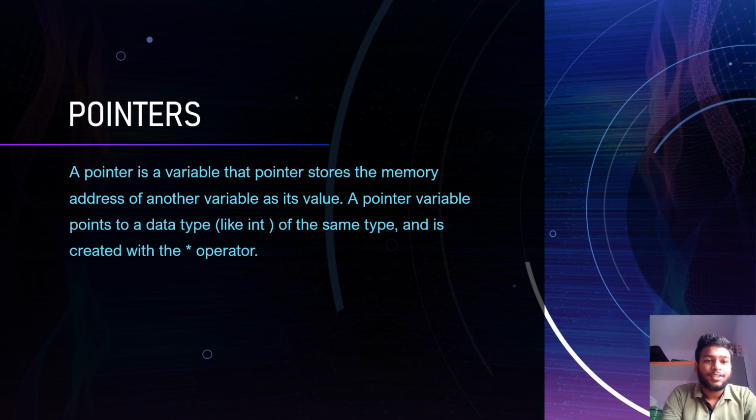Now let us see what are pointers. A pointer is a variable that stores the memory address of another variable as its value. A pointer variable points to data of the same type and is created with the operator symbol star, or asterisk.